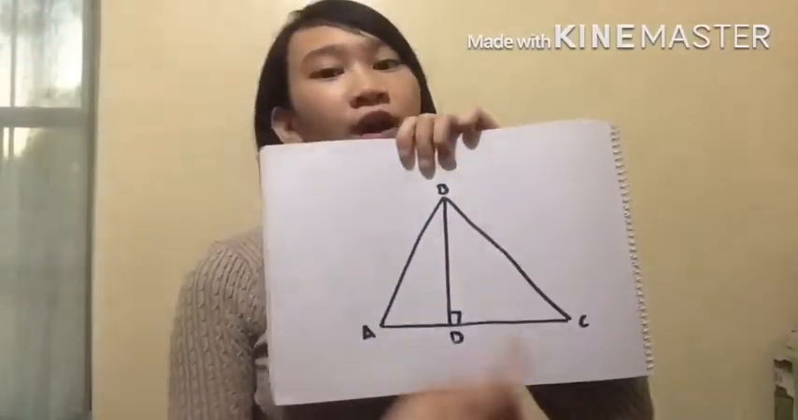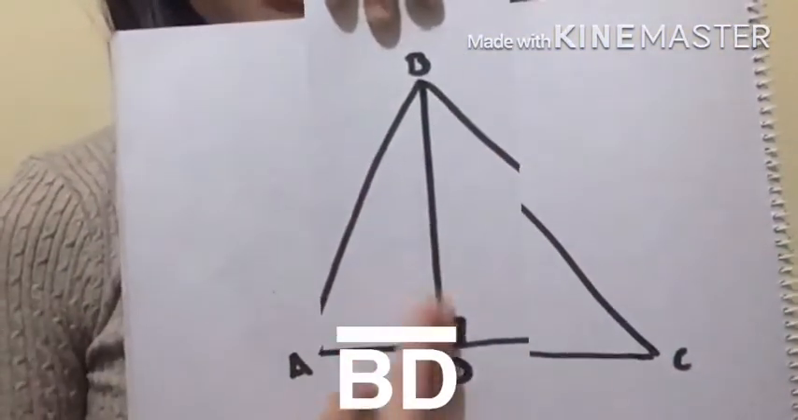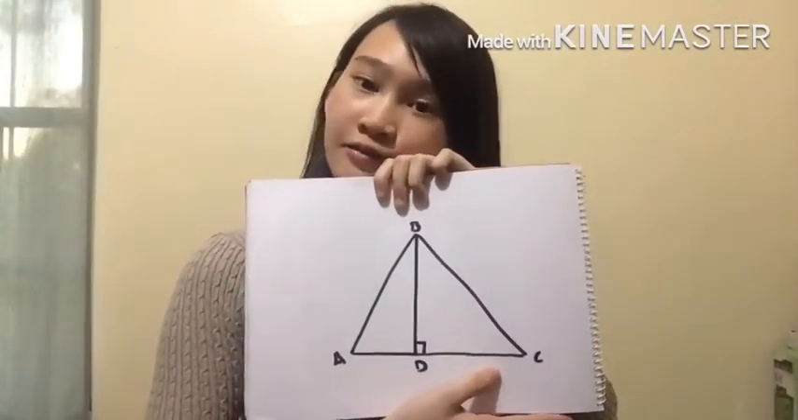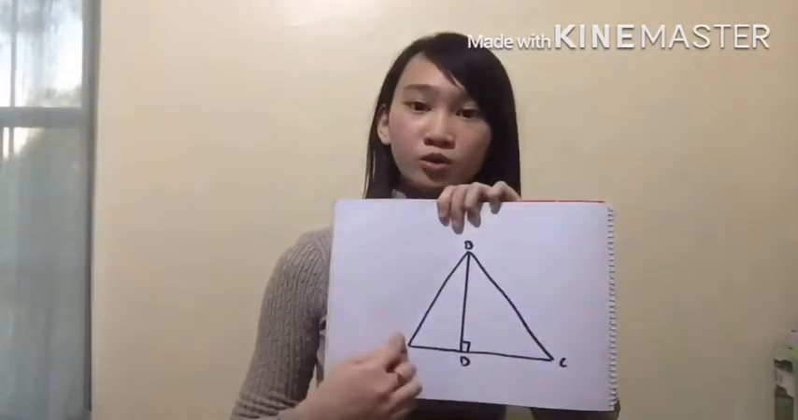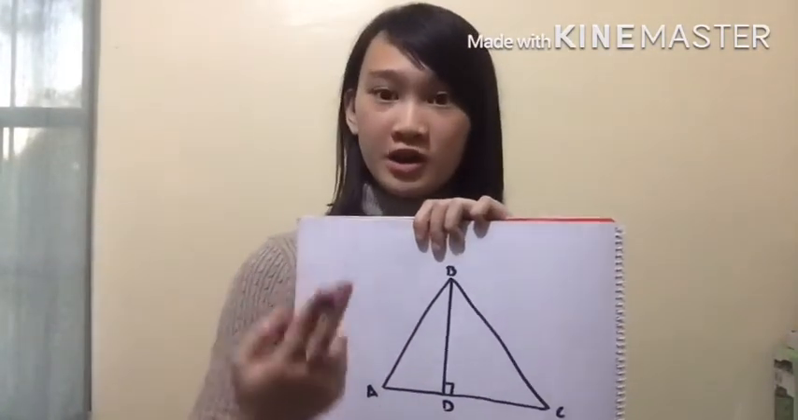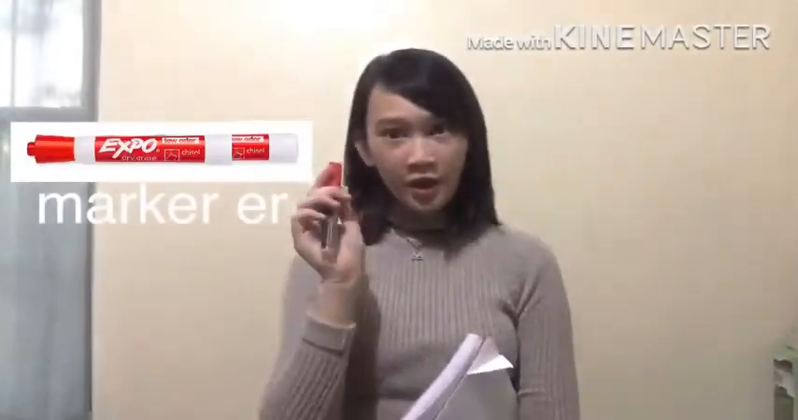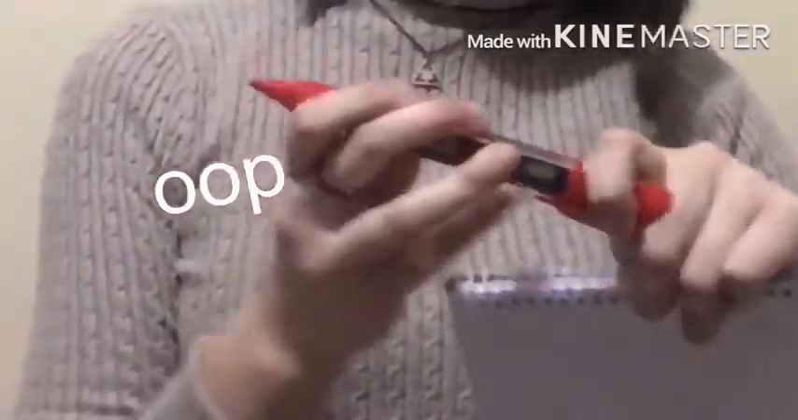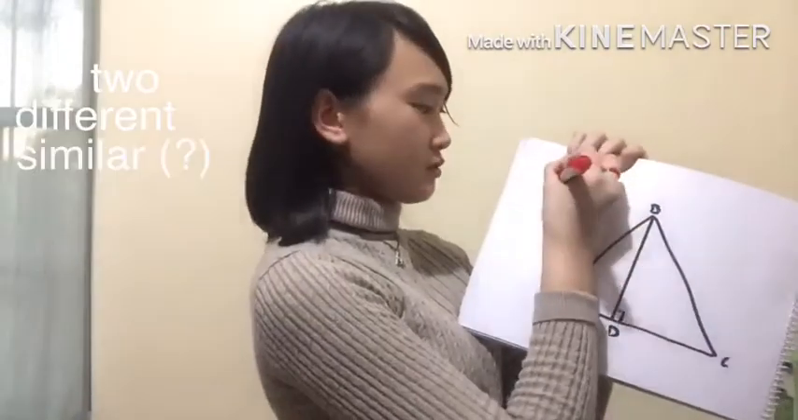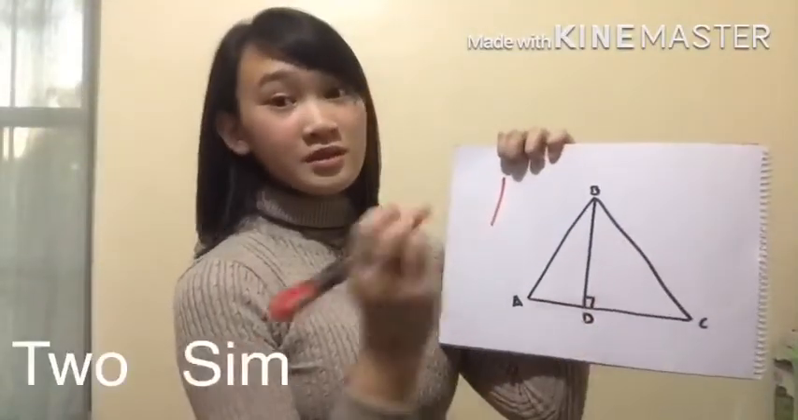As it says in the theorem, our altitude right here, this line BD, is the line that divides our whole right triangle into two more right triangles. So if we were to write that, but first let me get my marker. Now we can draw the figure of these two right triangles from the big right triangle ABC, as two different similar triangles.